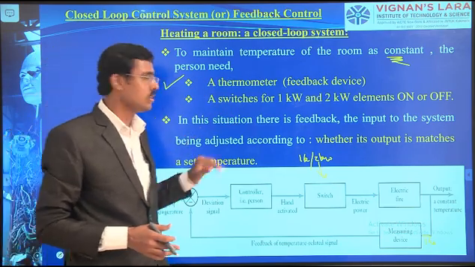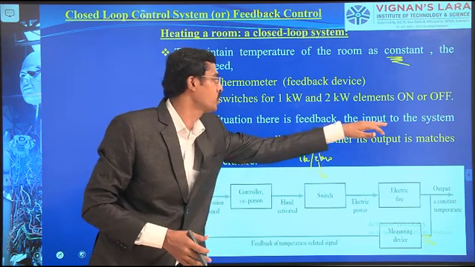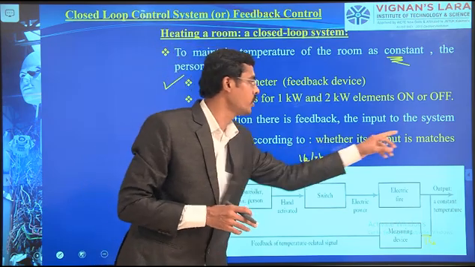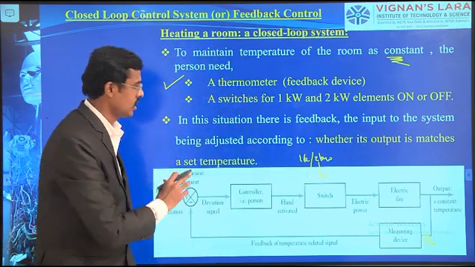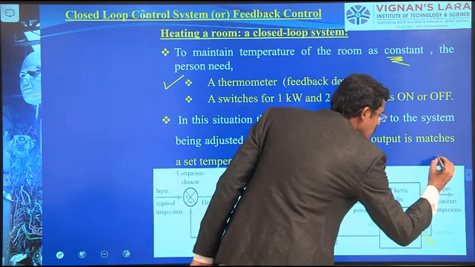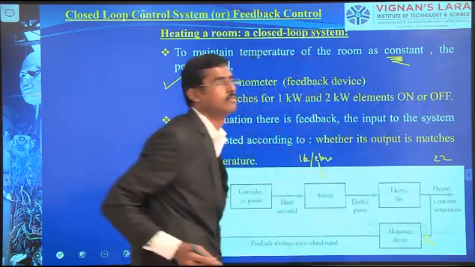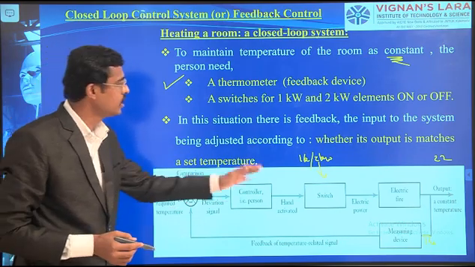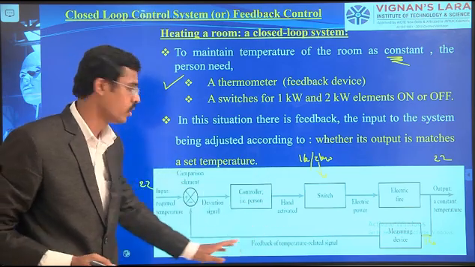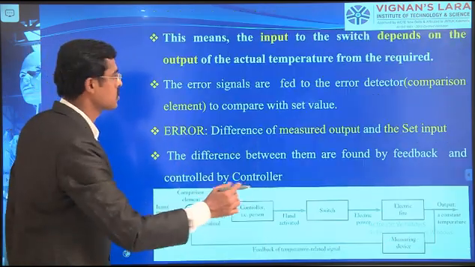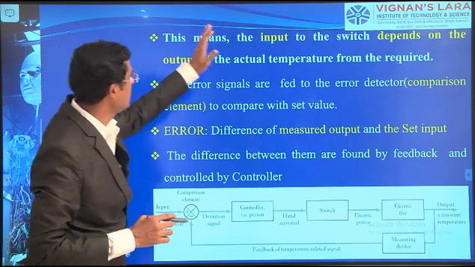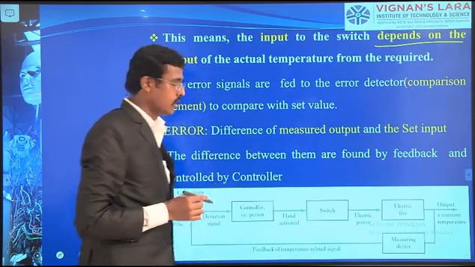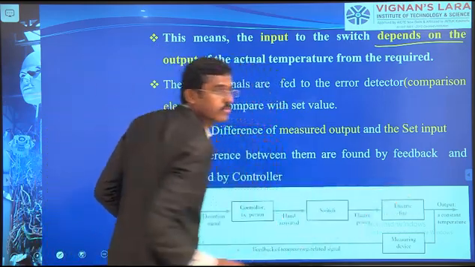In this situation, there is feedback, and the input to the system is adjusted according to whether the output matches. So technically, it should match the temperature we need. The given 22 should match there. Until then, it keeps processing. The feedback goes back. This means the input to the switch depends on the output here.